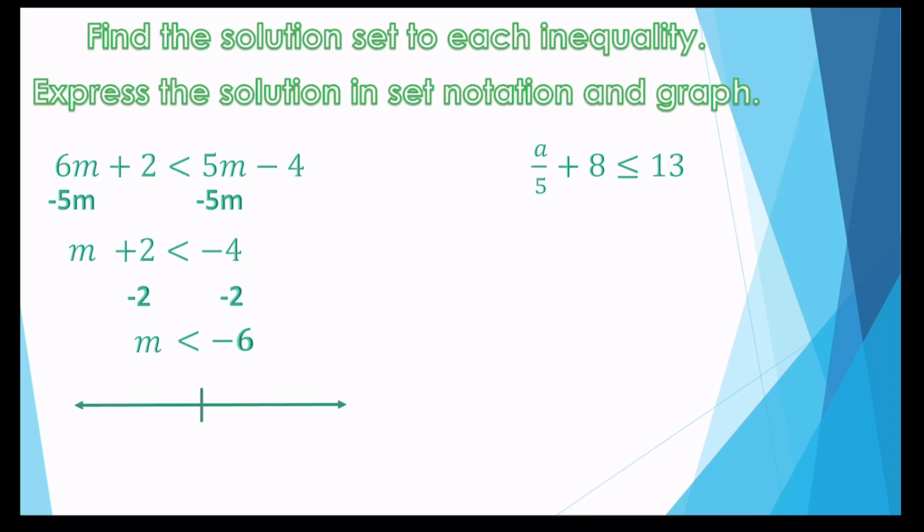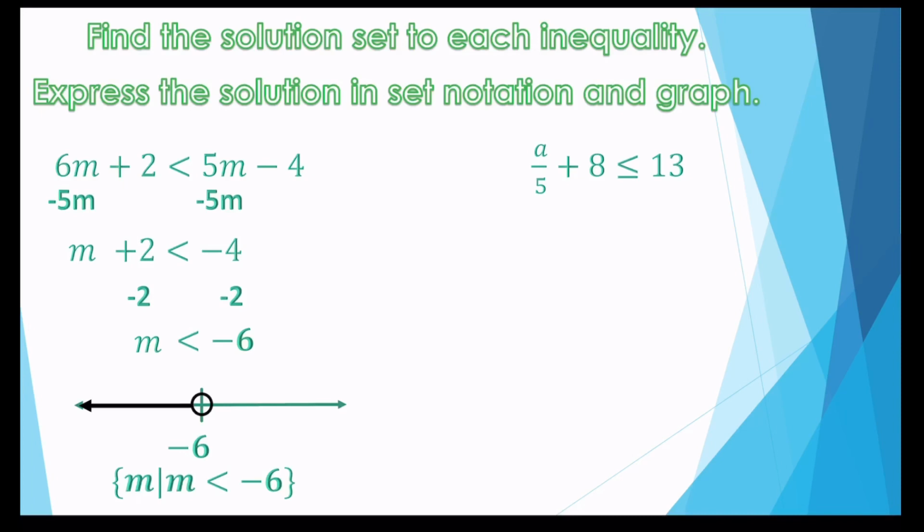So if I were to graph this, I would put negative 6. It's a less than, so it's an open circle, okay? And it's going to shade to the left. There is my graph.